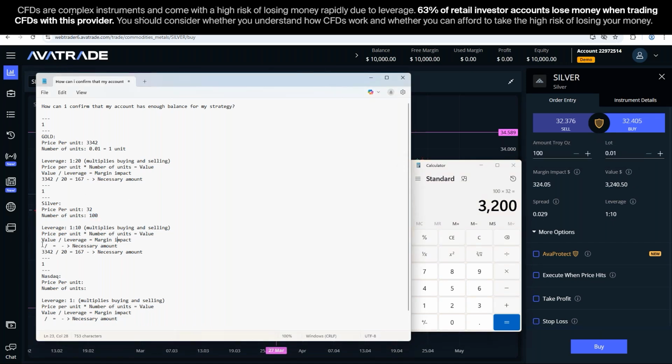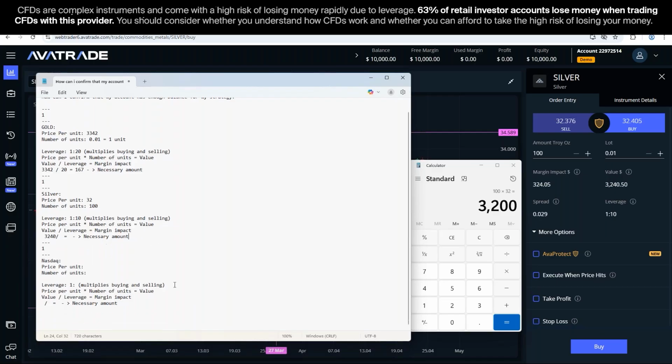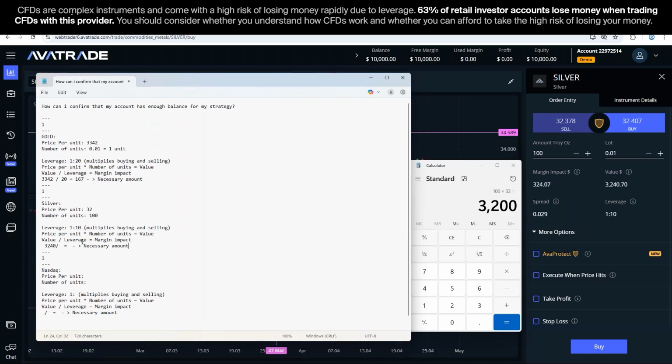We're missing something here. Okay, so we've got 3,240. I think that one is not really okay. Yeah, by the number of units, sorry, by the leverage, which is 10. Great. So we're going to do 3,240 divided by 10, which is the leverage. For this particular position, we need 342.